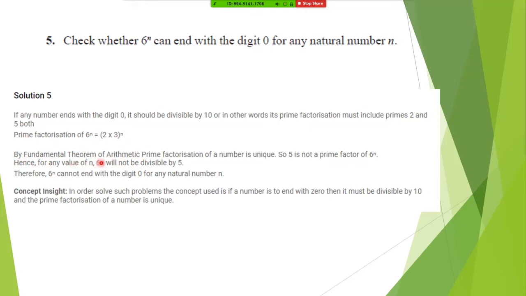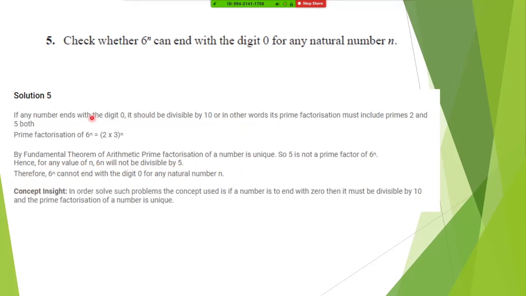By the fundamental theorem of arithmetic, the prime factorization of a number is unique. So 5 is not a prime factor of 6 to the power of n. Hence, for any value of n, 6 to the power of n will not be divisible by 5. Therefore, 6 to the power of n cannot end with the digit 0 for any natural number n. These are all 3 marker sums, children.